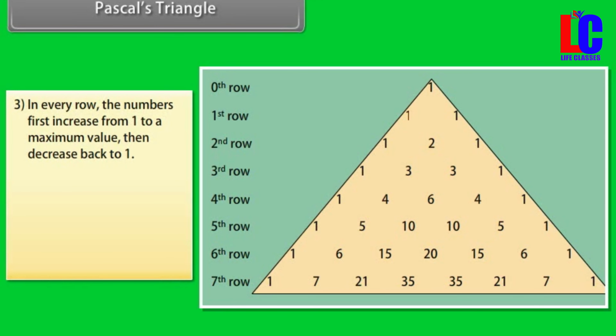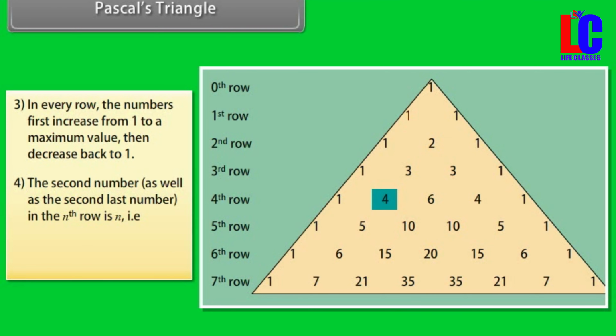In every row, the numbers first increase from 1 to a maximum value, then decrease back to 1. The second number as well as the second last number in the nth row is n, that is, nC1 is equal to nC(n−1), which is equal to n.